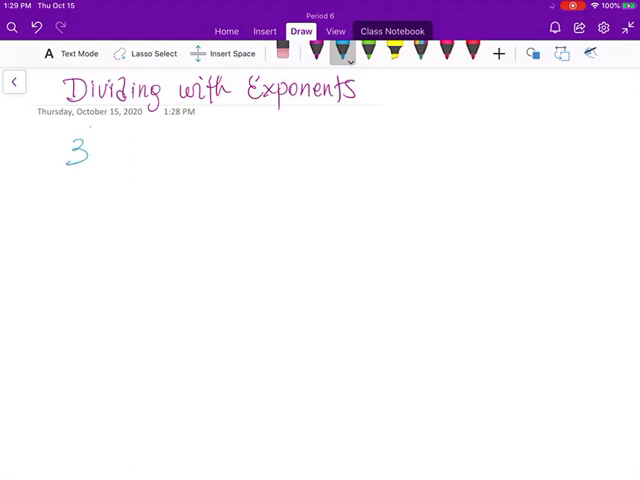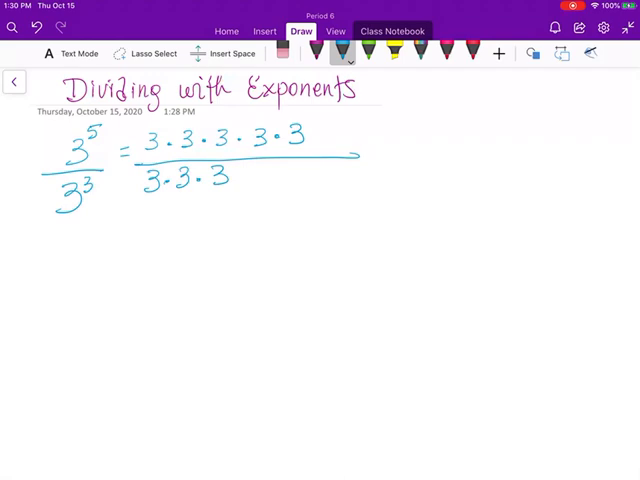So if we have, let's say, 3 to the power of 5, we learned that in expanded form, we would write the base 3 5 times. 1, 2, 3, 4, and 5. And it's multiplying by itself. So now we're going to look at division. So if I have 3 to the third power on the bottom, then I will do the same thing, but now I have 3 3s on the bottom. And now all we have to do is simplify.